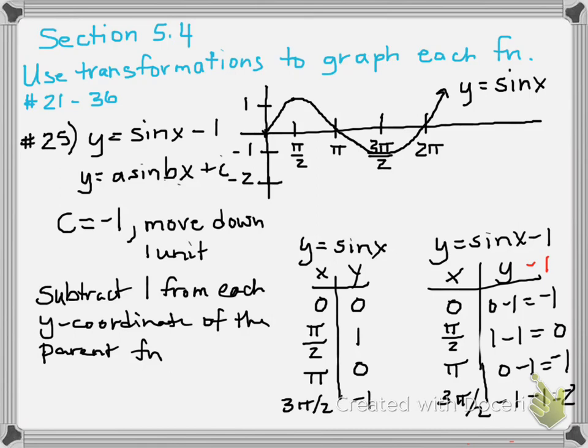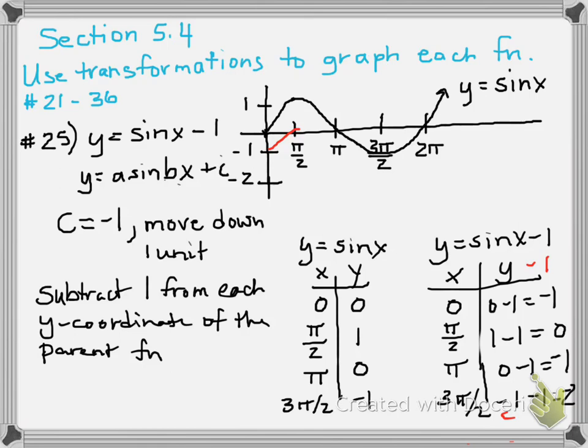Now I'm going to graph my new points. My new point would be 0, negative 1. So I'll start at 0, negative 1. And then at pi over 2 it is at 0. So I'm going from here to 0. Then from pi, negative 1.